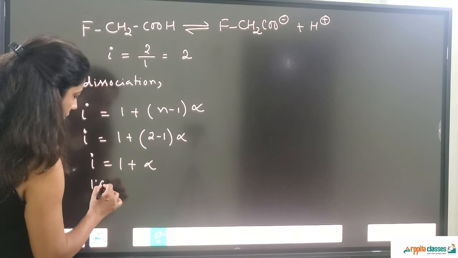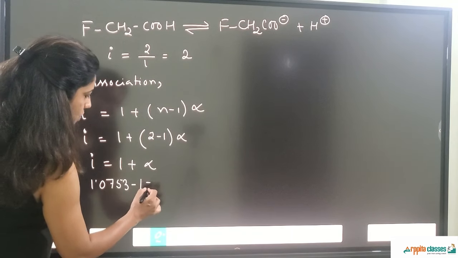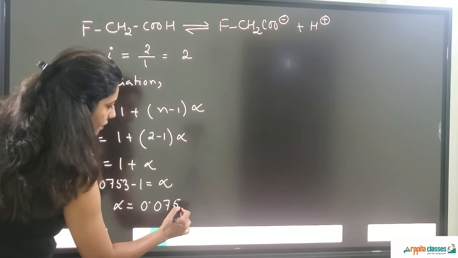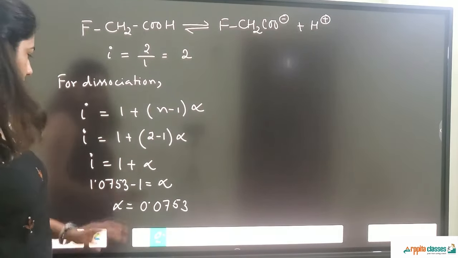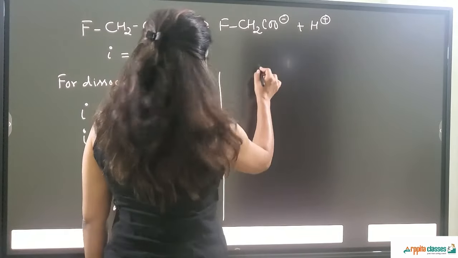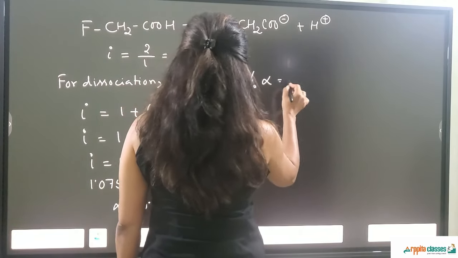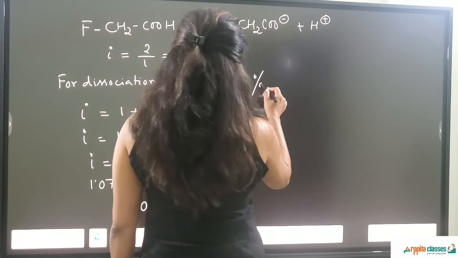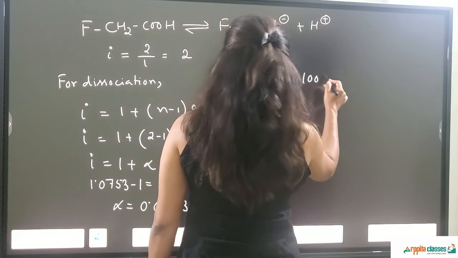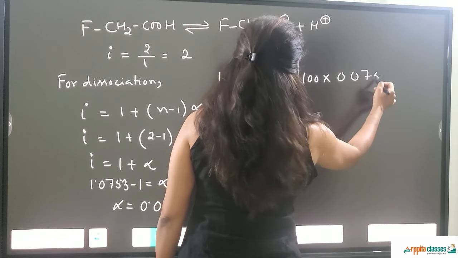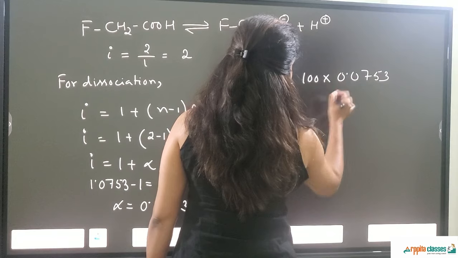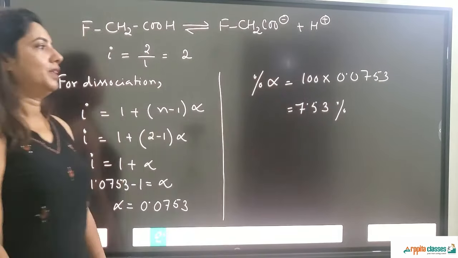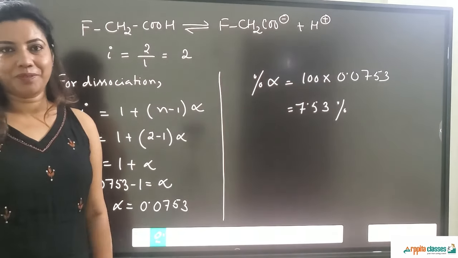i is 1.0753, so 1.0753 minus 1 is equal to alpha. So alpha is equal to 0.0753. We subtract this and get the answer. Here we have to leave the answer in percentage alpha. So percentage alpha is equal to 100 into 0.0753, so it is almost 7.53%. So this is the answer for this question.